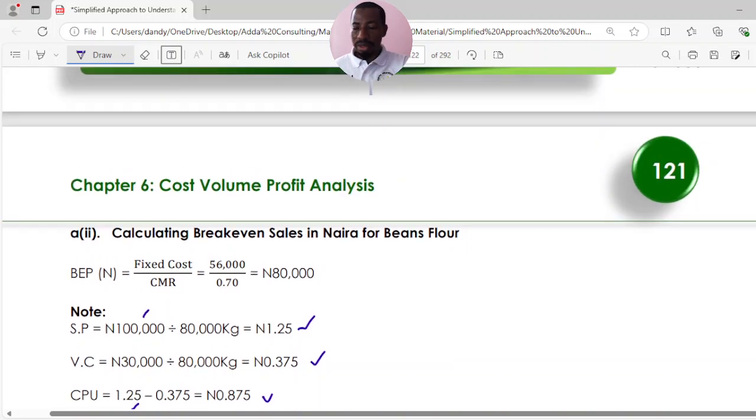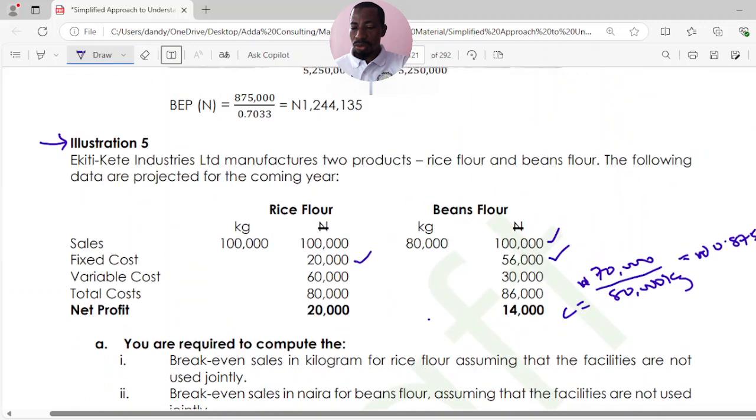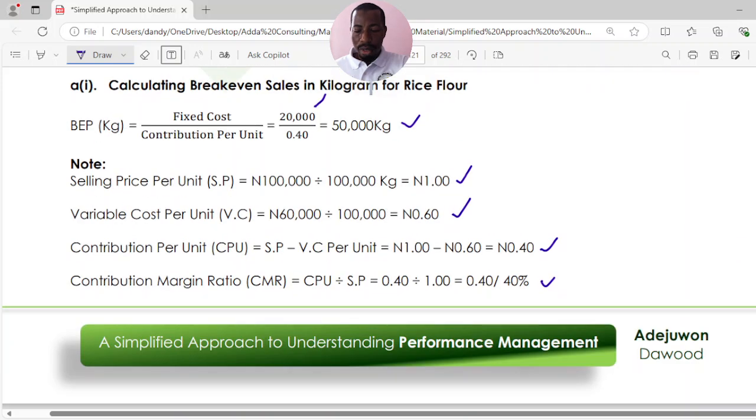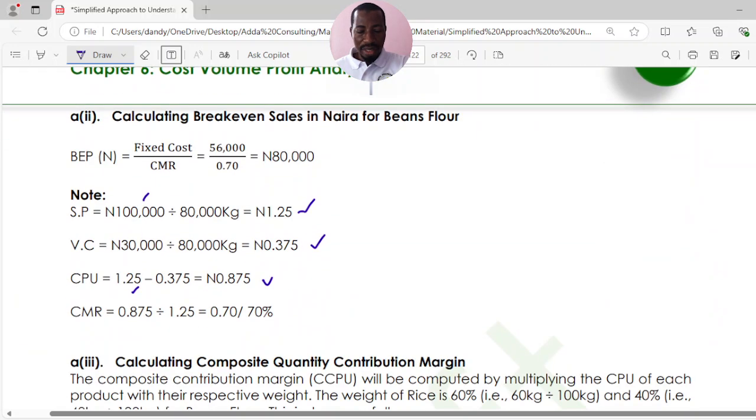Again, this is a long thing. I've already done it for you here. This is what you are supposed to do. Quickly, you get your answer and then you move on from there. So now that you have the contribution, get your contribution margin ratio, which is equal to 0.7. That is 0.875 divided by selling price of 1.25, and that is what produced this 80,000 naira. We are done with requirements number 1 and 2.